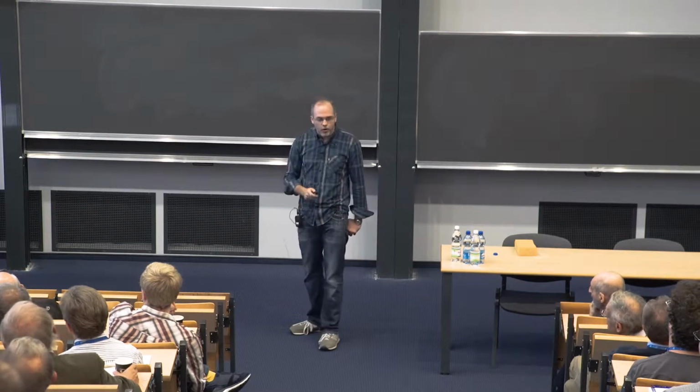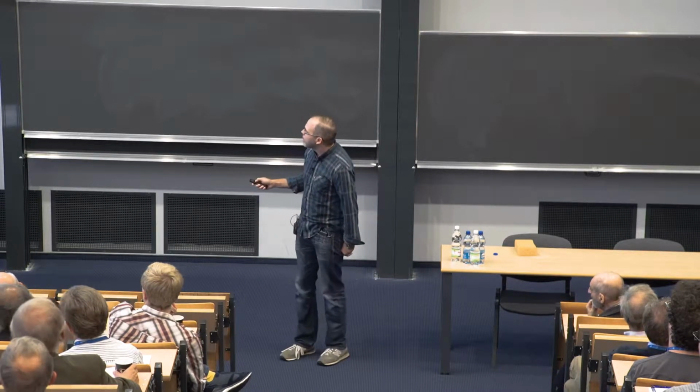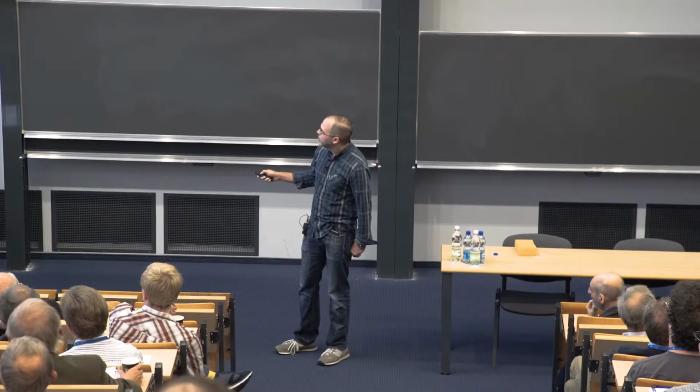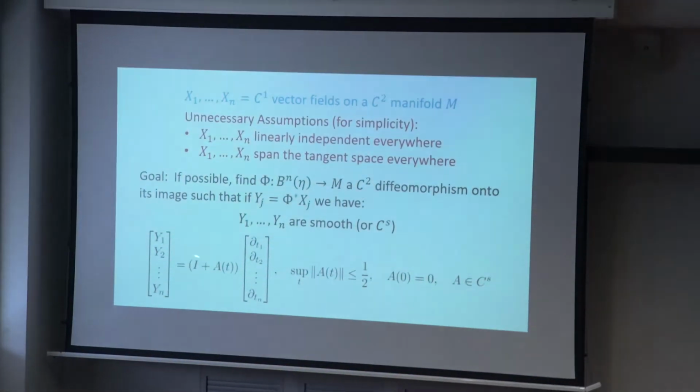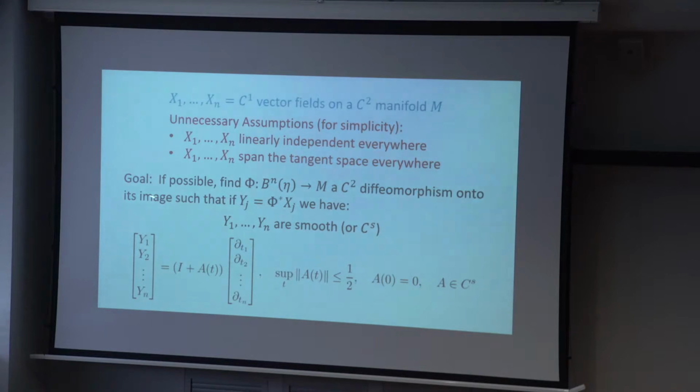Our quantitative goal is the following. When can we write these y's, so I'll write them as a column vector, as a perturbation of the gradient? So I'll think of that as I plus A times the gradient, where A is a small matrix, so let's say its matrix norm is always less than a half, so that this is invertible. And A of 0 will be 0, and A has whatever desired level of smoothness we want. When can we write these y's as a perturbation of the gradient? Okay, so those are our goals for today.